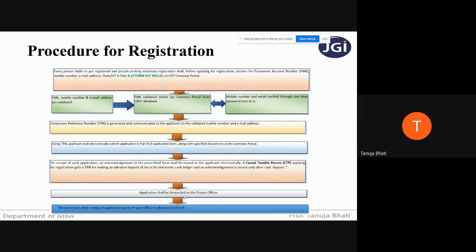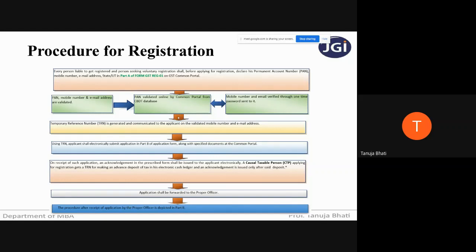Now once the application reaches the proper officer, what does the proper officer do after seeing that application? We will be seeing that in Part number 2, that is in our next slide. The procedure after receipt of the application by the proper officer is depicted in Part number 2. So let us first understand whether you have understood Part number 1.